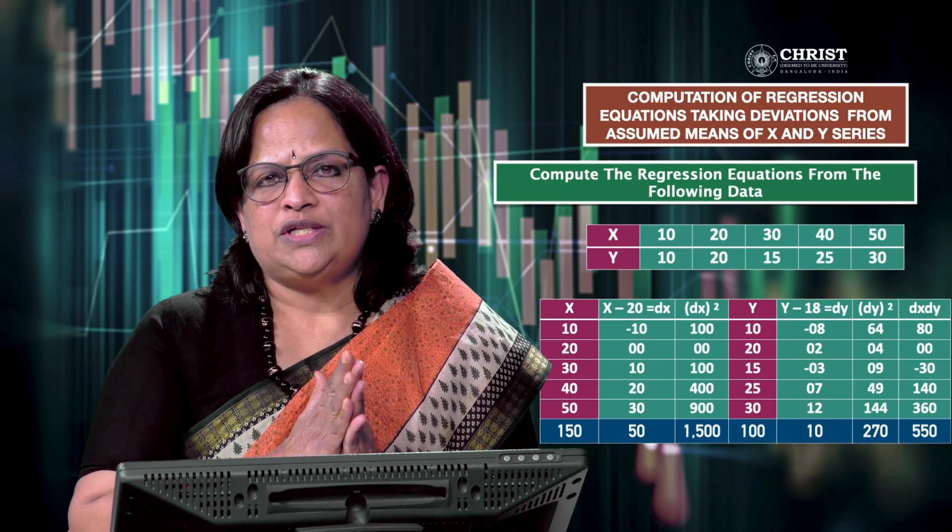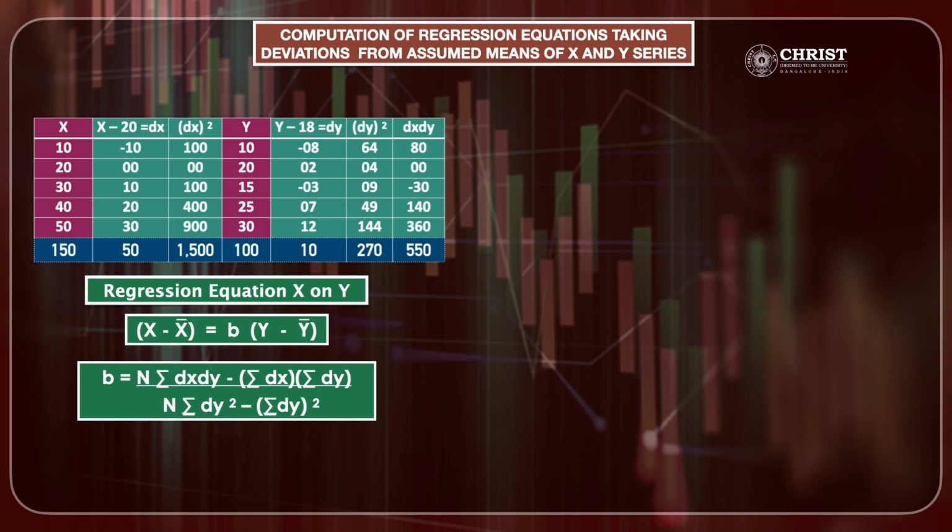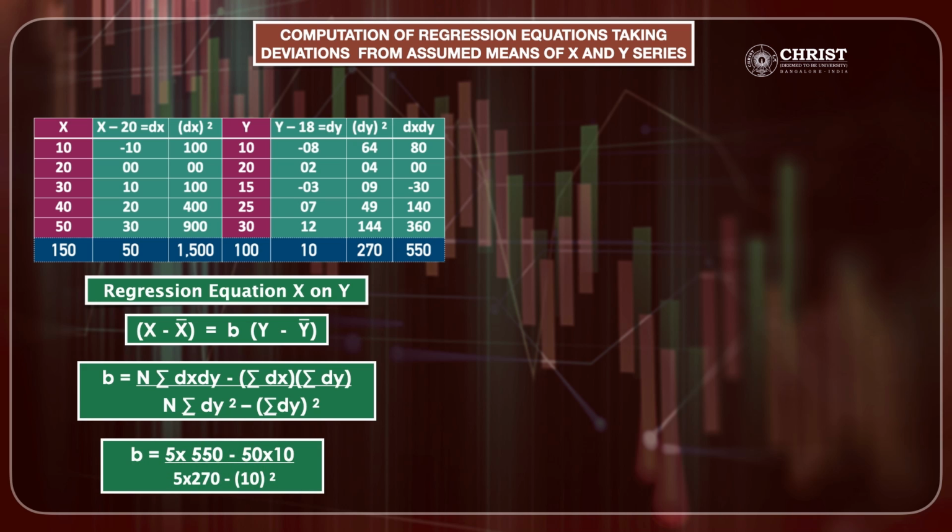Now, two regression equations. First is regression equation x on y. That is expressed as x minus x bar is equal to b into y minus y bar. Now you have to calculate b, that is n sigma dx dy minus sigma dx into sigma dy, divided by n sigma dy square minus sigma dy the whole square. Now you have to substitute the values in the equation. We get b is equal to 5 into 550 minus 50 into 10, divided by 5 into 270 minus 10 square. That is equal to 1.08.